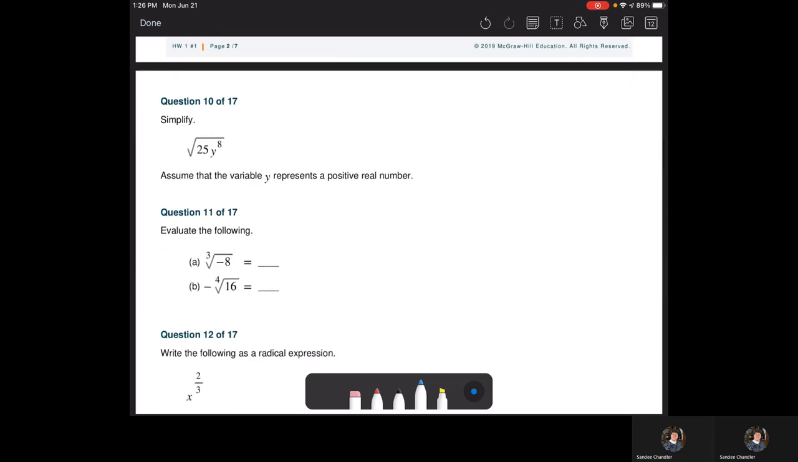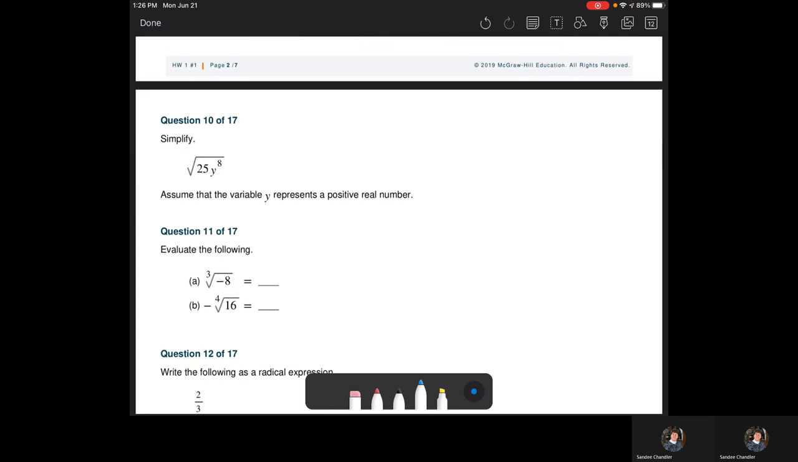All right, so this one's not too bad. This one was blue. Again, remember those little twos out here? So square root of 25 is 5. We look at the 8, we look at the little 2. 2 divides 8 4 times. It's perfect, no remainders. So y to the 4th is the answer.